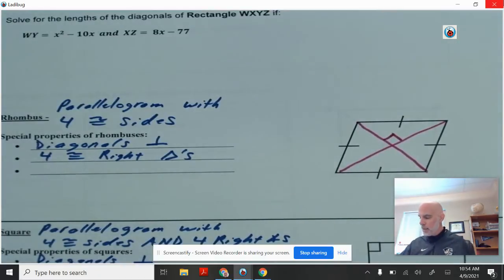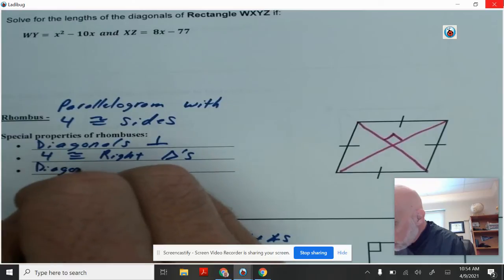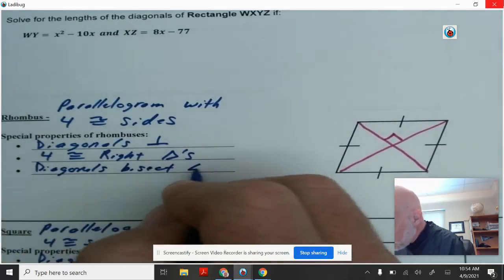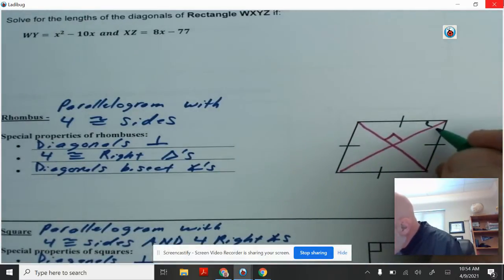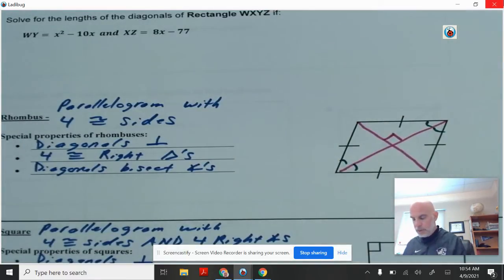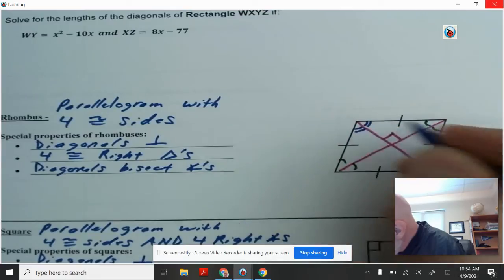The other thing I forgot to add on here is that the diagonals bisect angles, which means these four angles in these two corners are congruent. And it also means that these four are congruent.